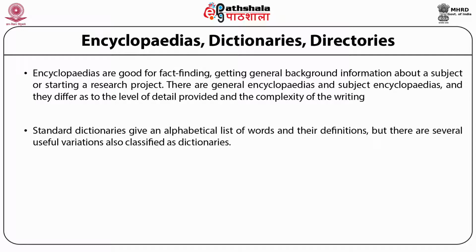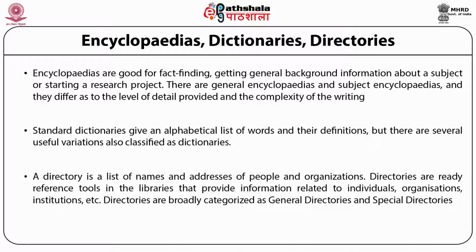Then the third category is the directories. A directory is a list of names and addresses of people and organizations. Directories are ready reference tools in the libraries that provide information related to individuals, organizations, institutions, etc. Directories are broadly categorized as general directories and special directories. An example of general directories is the telephone directory, and examples of special directories are the professional, trade, and business directories.